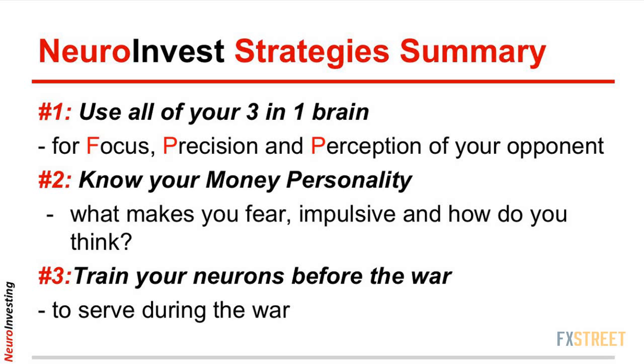And neuroinvest strategy number 3, train your neurons before the war to serve you during the war. It's so important to practice, to train these neural pathways, because to untrain, to discard, and to retrain new pathways takes time, takes practice. But it's there, it's for us to do it. Our brain is able to do it, is trained, and is given the ability to do it through neuroplasticity.